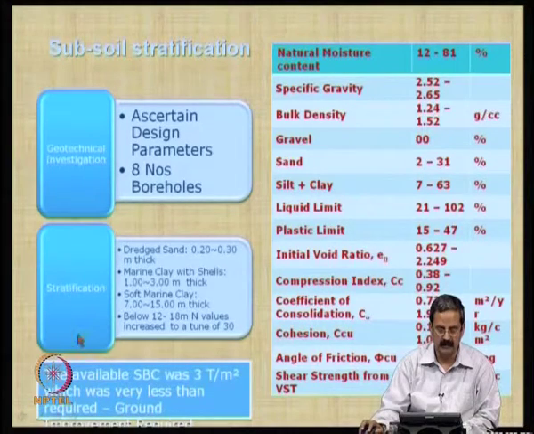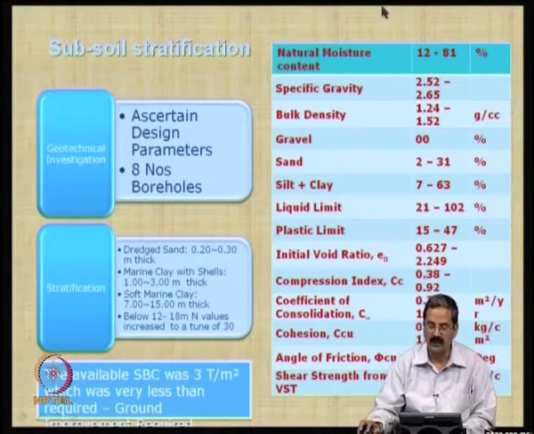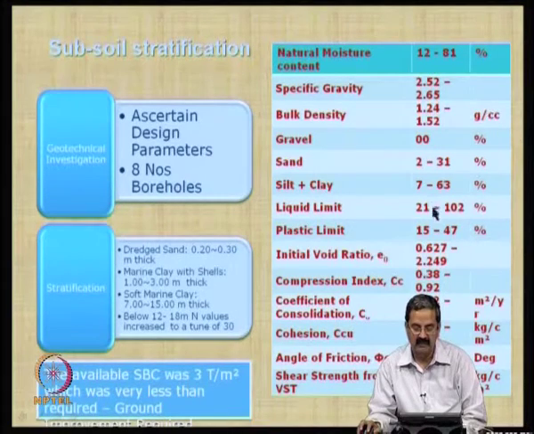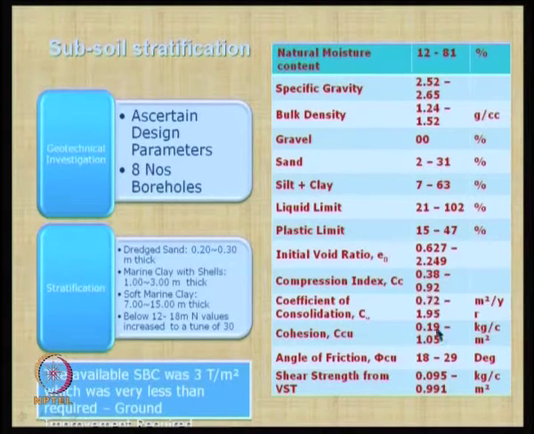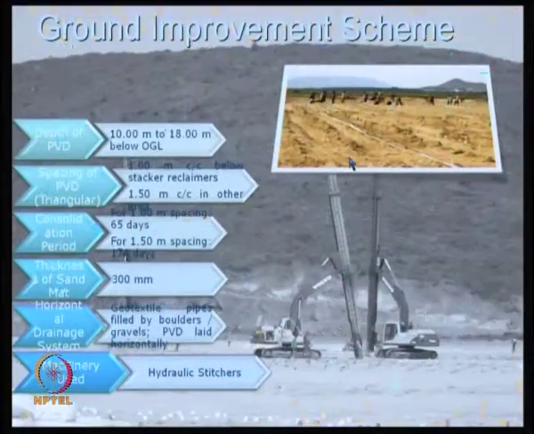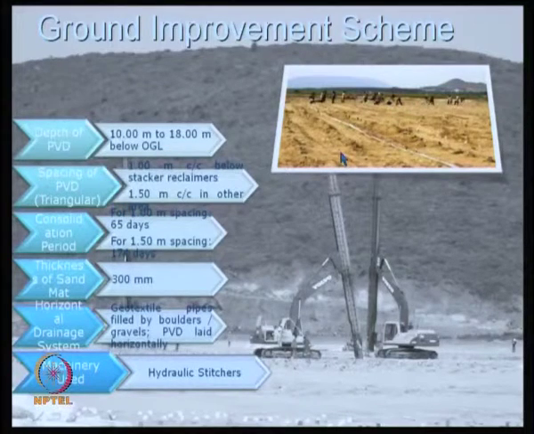So the available bearing capacity was about 3 ton per meter square, which was less than the required value. Okay. So what are the properties? You can see that the liquid limit is in the range of 21 to 102, and it is more of silty to clay material, and the plastic limit is given. The initial void ratios are 0.62 to 2.2. Compression index is given as 0.38 to 0.92, coefficient of consolidation values are given, cohesion values are given, friction angles are given. So, essentially a lot of information is available, and so they have done it.